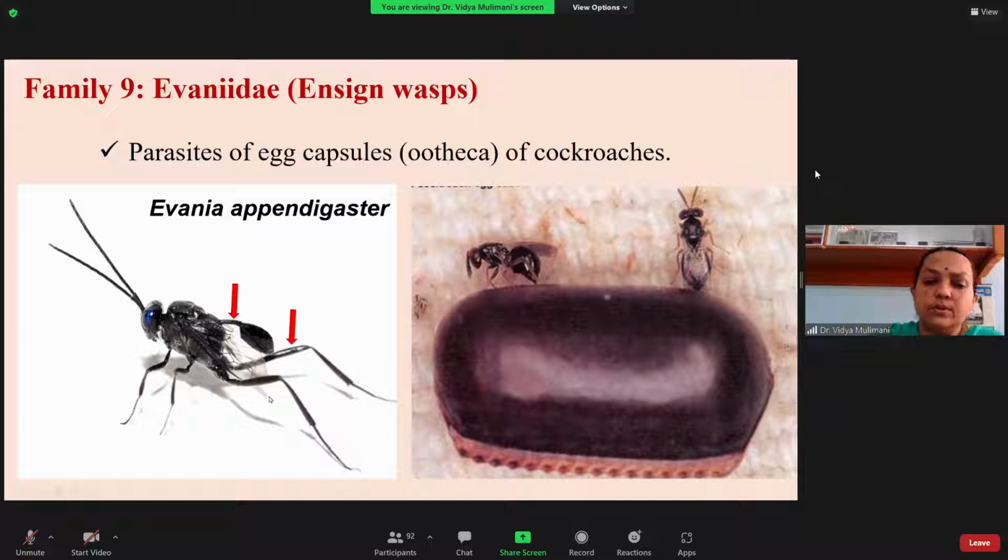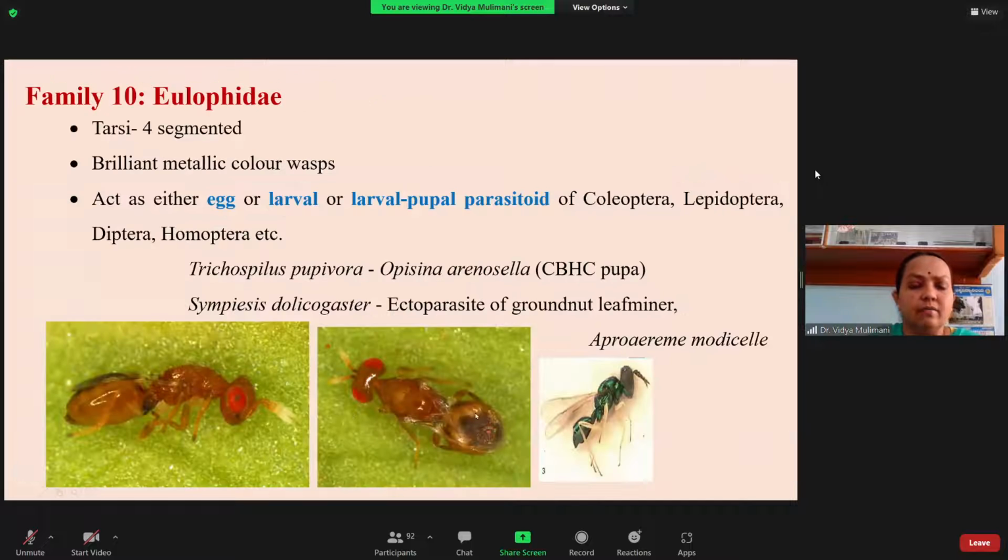Because of this, they look like spiders, because of the long legs and all. The example for this is Evania appendigaster. This is common, and you will notice it everywhere in nature, because it attacks only the ootheca of cockroaches. This is an Evaniidae.